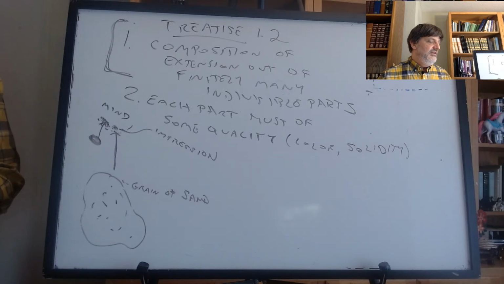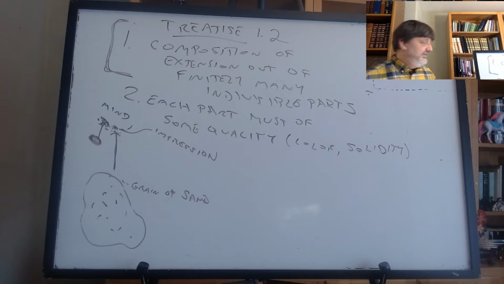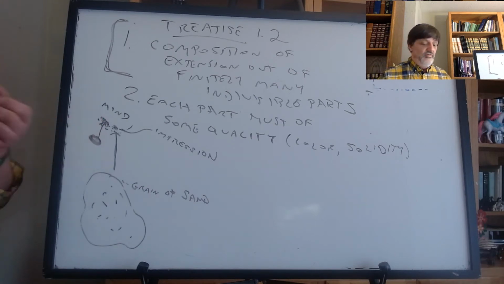But I guess the basic one is this: we know that every time we add together our ideas of extension, we always get a bigger extension. So we know that if we could keep doing that forever, we would get an infinite extension.